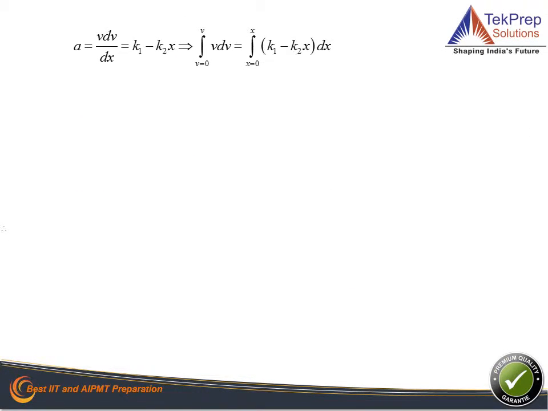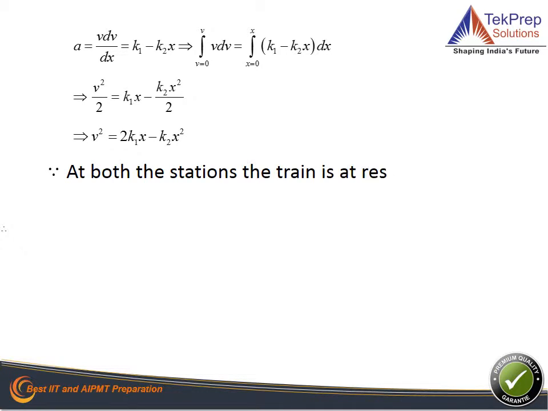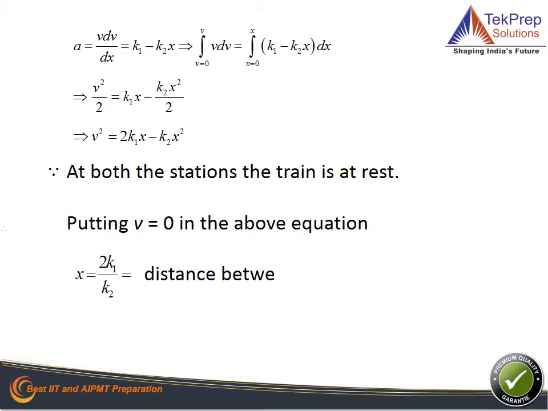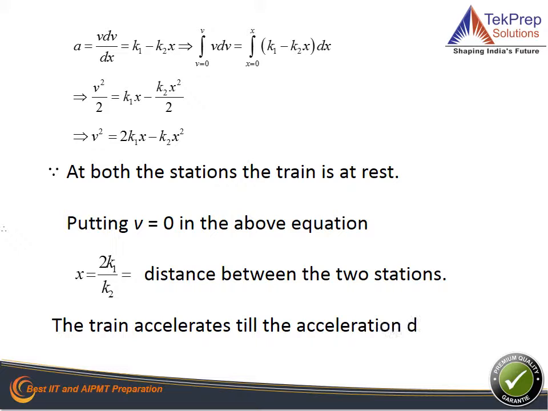Now acceleration of the train a is equal to v dv by dx, which is equal to k1 minus k2x, which implies that integration v is equal to 0 to v of v dv is equal to integration x is equal to 0 to x of (k1 minus k2x) into dx. This implies that v square by 2 is equal to k1x minus k2x square by 2, which implies v square is equal to 2k1x minus k2x square.